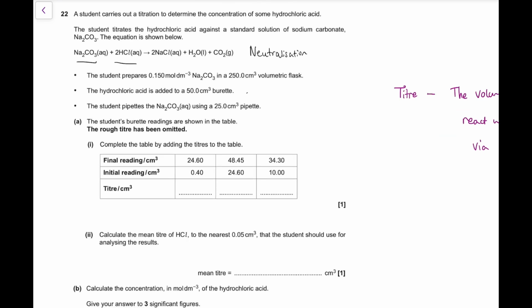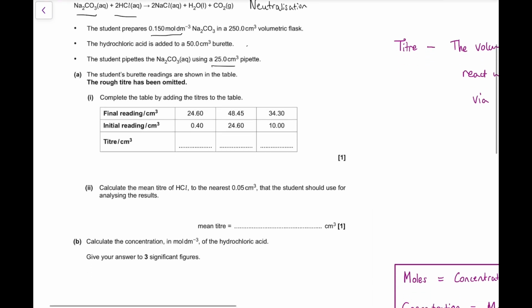First, let's take a look at the information that we've been given so far. We know the concentration and the volume that's used of sodium carbonate. The first part of the question asks us to calculate the titer.